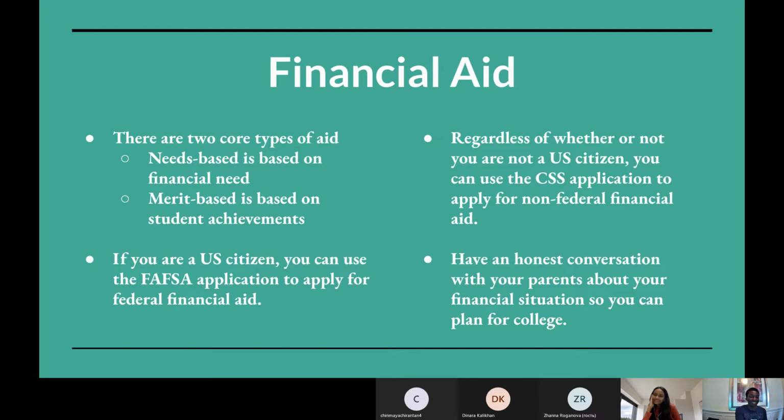That's okay, Kudana. There are two core types of aid. Needs-based financial aid, which is based on your family's financial need, and merit-based financial aid, which is based on student achievements.